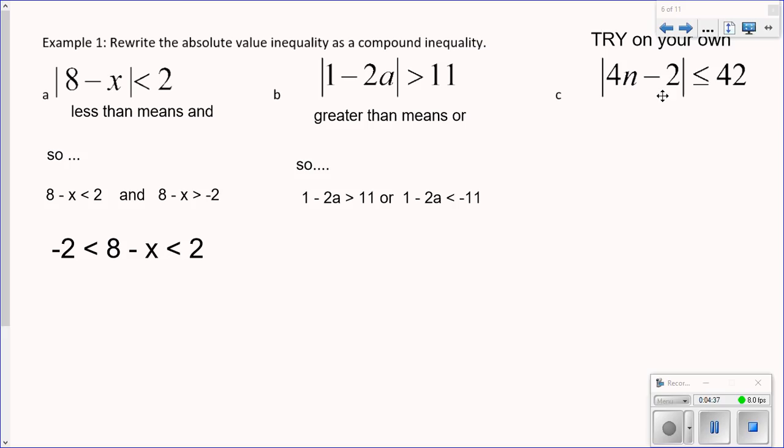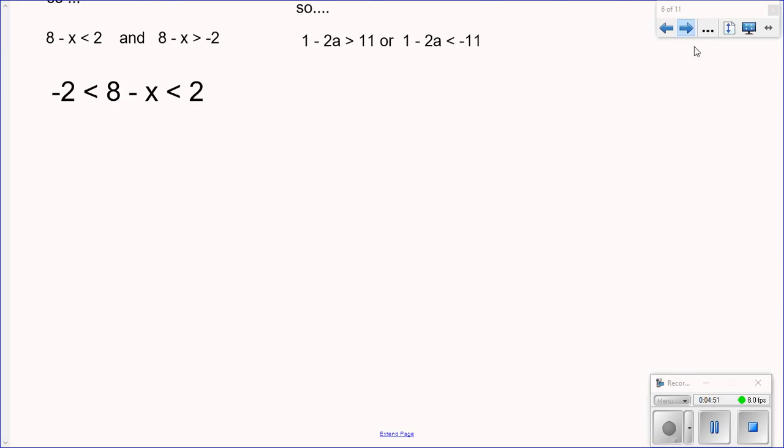You guys are going to try this one on your own. So just try writing it as the two inequalities, okay? Alright. Example 2. I'm looking at the examples as I go, on a separate page.